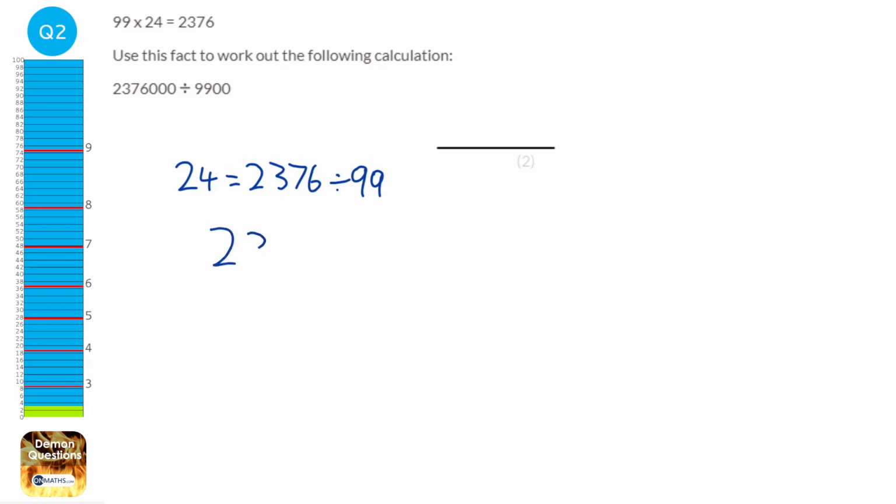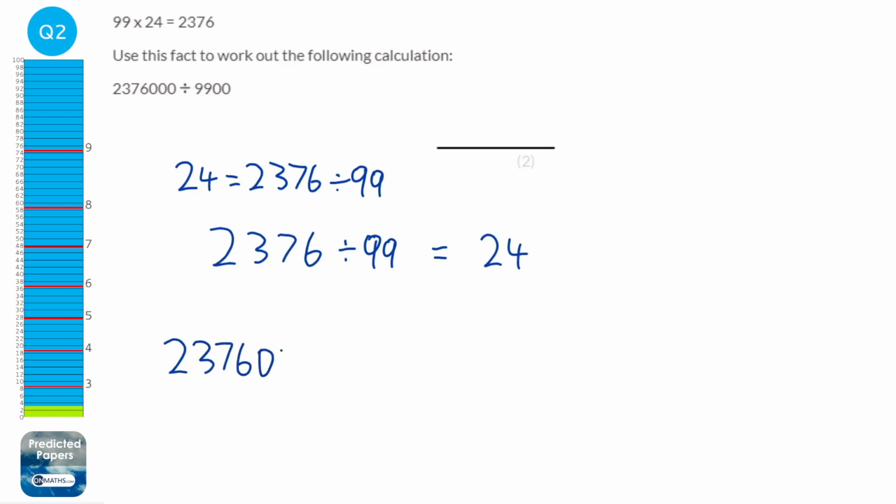So 2,376 divided by 99 equals 24. And I'm going to write this underneath so we can see the similarity. So 2,376,000 divided by 99,000 equals. Okay, let's have a look at what's happening between these two numbers.